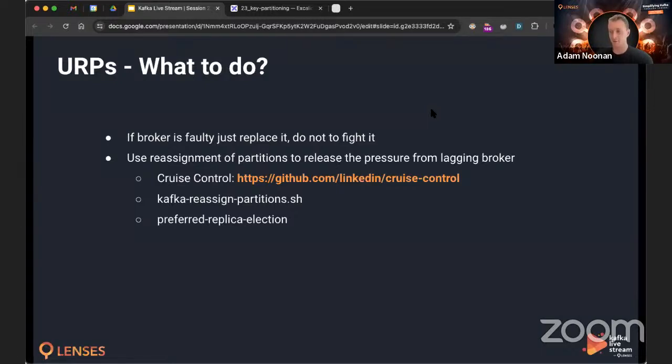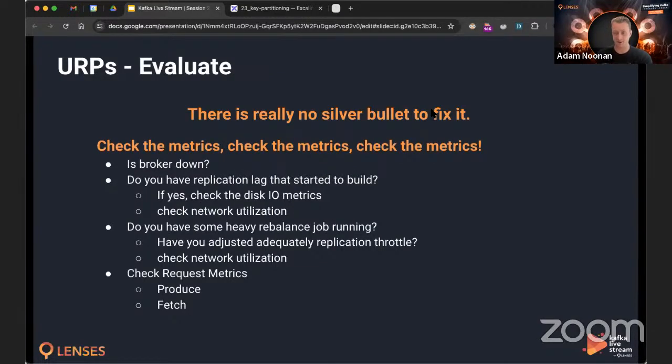Just pause there real quick for a summary, because that was a lot of really great info. If I'm understanding right, under-replicated partitions are not always a big problem. Sometimes it's just a natural state of things, especially when it comes to rebalancing. So when you are experiencing under-replicated partitions, don't freak out. Check the metrics to see if there's actually an issue here.